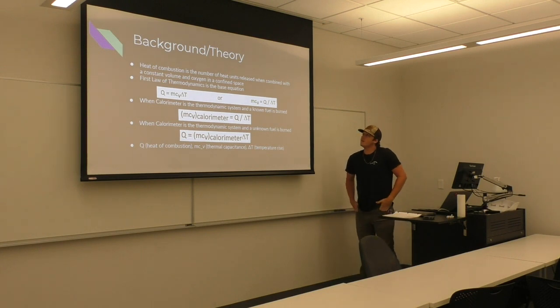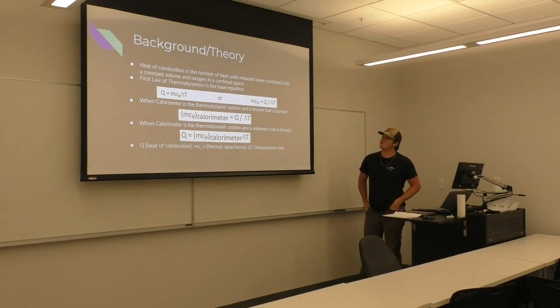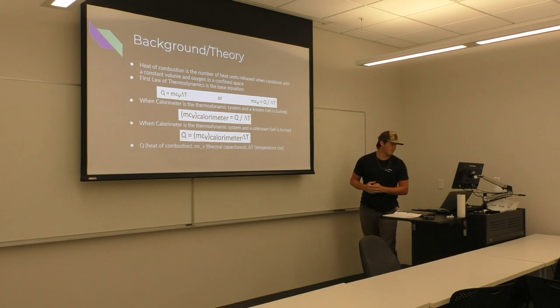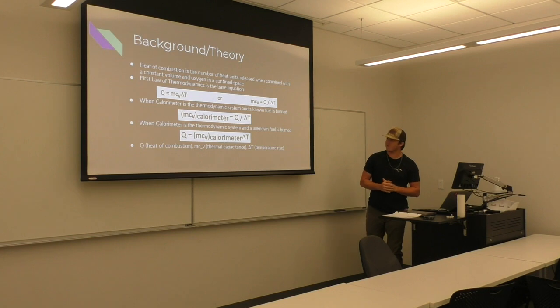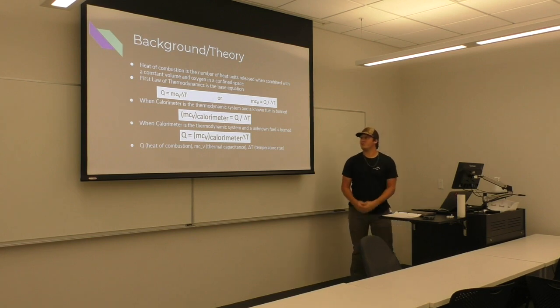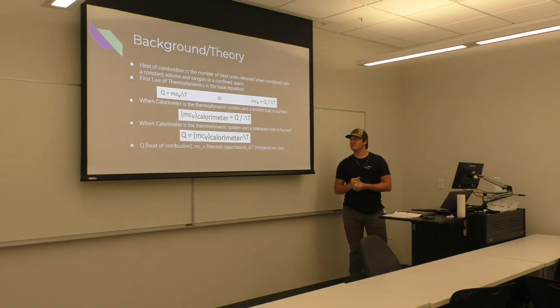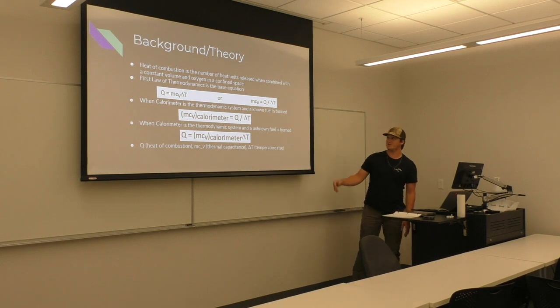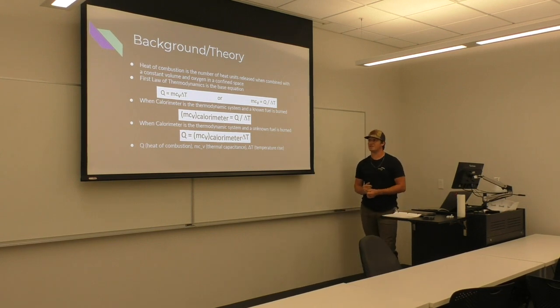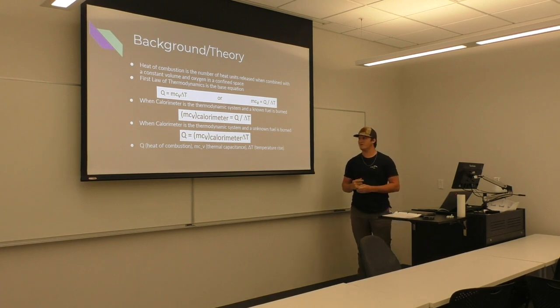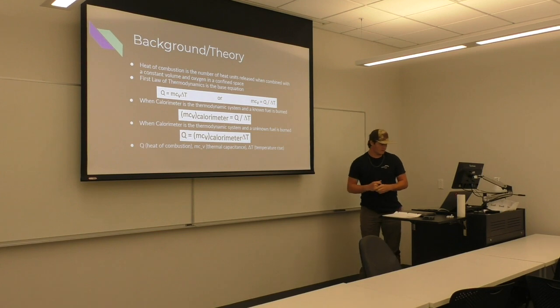Background and theory. Heat of combustion is the number of heat units released when combined with oxygen at a constant volume in a confined space. We're going to use the first law of thermodynamics, which is just that heat of combustion is equal to mass times specific heat times the rise in temperature. Your mass times your specific heat is your thermal capacitance.